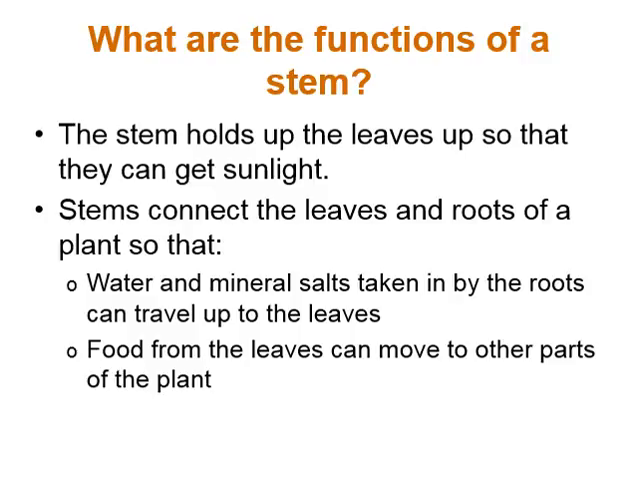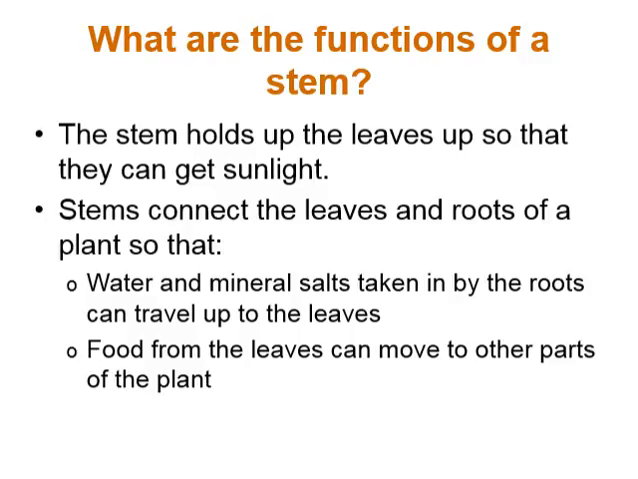Now, the stem also connects the leaves to the roots. Why? So that the leaves can get enough water and mineral salts from the roots, so that the leaves can use the water and the sunlight together with the carbon dioxide to make food for itself. We call that photosynthesis.